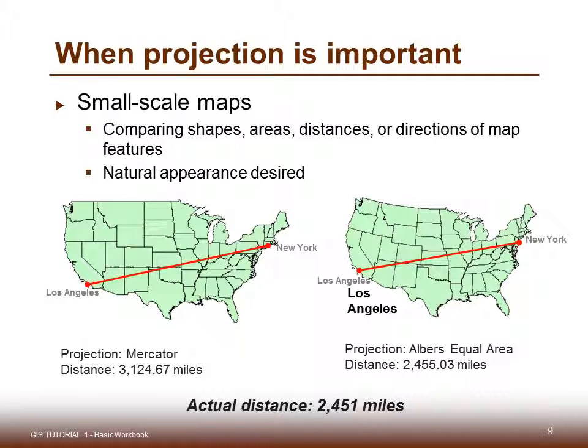Here's an example of when map projection matters. In your lab, you'll be doing a similar task to this. With small-scale maps, you begin to pick up the reality that distortions can lead to large differences in distance measurements. You might be comparing shapes, areas, and distances of map features, and the natural appearance of the map is desirable. What we see here, though, is that a map projected using the Mercator projection will show you a distance between New York City and Los Angeles of approximately 3,124 miles, compared to the Albers equal area of 2,455 miles. And in reality, the actual distance is closer to the Albers equal area projection than it is to the Mercator projection. Now, this has happened because of the way that a conformal map maintains those right angles between lines of latitude and longitude.